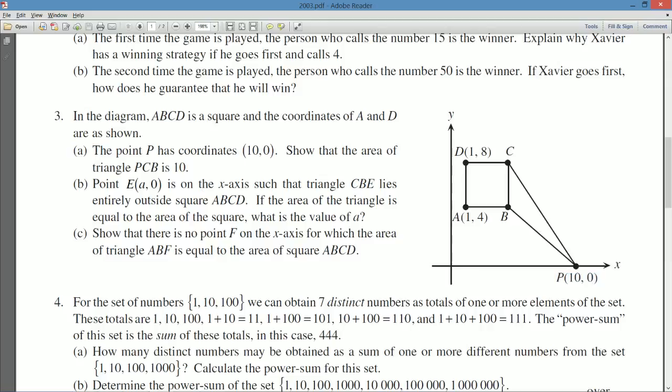So, we could figure out the coordinates of C and B, and there might be some way to figure out the area of a triangle using just coordinates. That's certainly something we could try. But because the x-axis and y-axis are perpendicular to each other, I'm thinking we could use CB as a base and figure out the x-coordinate of these two. Figure out the difference between that and 10 and get the height. And use 1/2 base times height for a triangle.